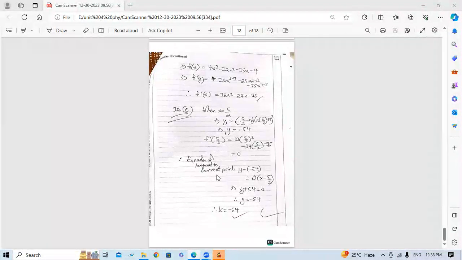Equation of tangent to the curve at the point: y plus 54 equals 0 into (x minus 5 by 2), so y plus 54 equals 0. So y equals minus 54. And the k value would be minus 54.